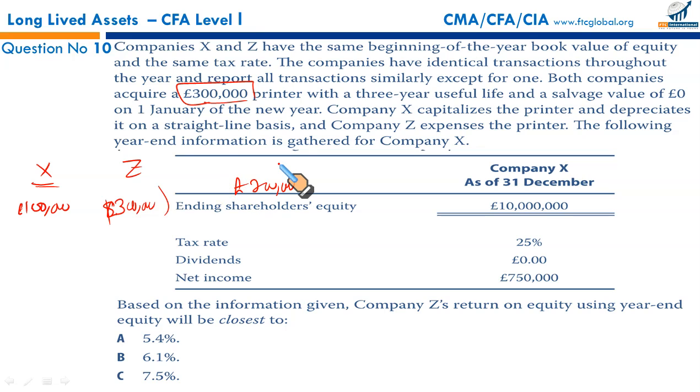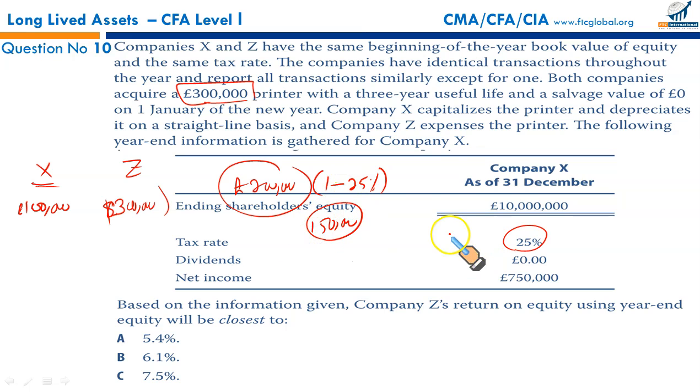In other words, Z's income will be lowered by X by £200,000. Since we are talking about the net income, we have to take into account the impact of tax as well. This £200,000 expense has to be taken after tax. So in order to convert it into after tax, we'll have to multiply it by 1 minus the tax rate, which is 25%. That is 75% of 200,000, that is 150. It means the net charge against this net income would be 150.